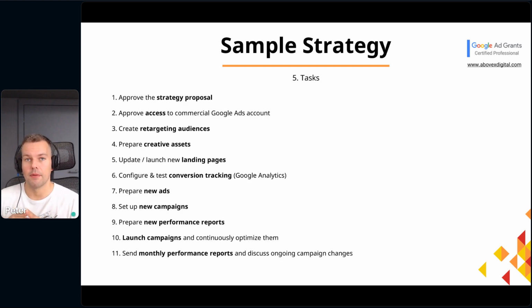And the last step of the strategy preparation was to put it into tasks, right? So we just created a list of tasks, and then we went step by step, creating the campaigns for the client. And the tasks involved here were as follows. So we started with the strategy proposal. Those last four slides that I've shown you, that was basically part of the strategy proposal. The client approved it. They approved the budgets. They gave us access to a commercial account and grant account, obviously, as well. And that's all we needed.